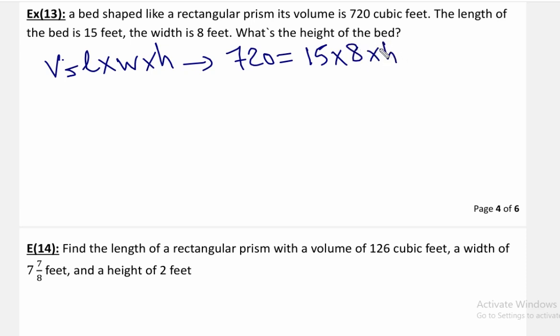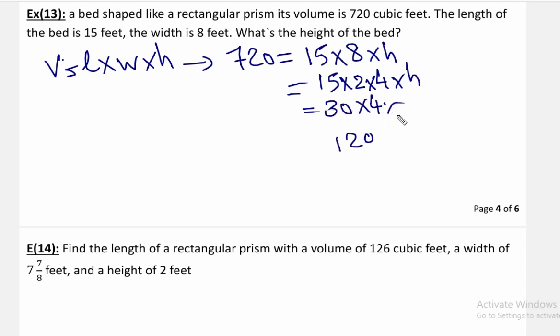I want to get h. It's easy to calculate 15 times 8. Why? 15 times 8 is 15 times 2 times 4 times h. 2 times 15 is 30. 30 times 4 is 120.